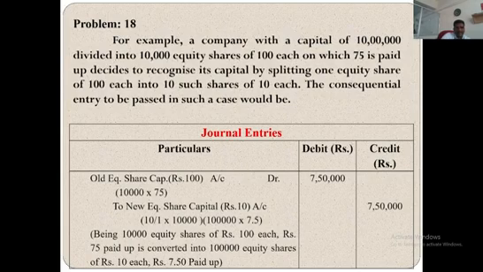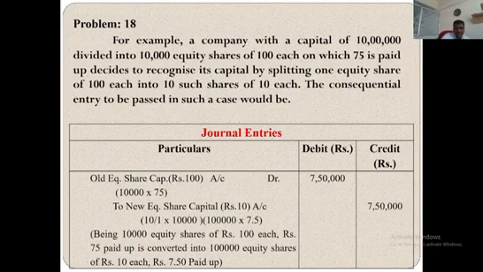Problem number 18. For example, a company with a capital of rupees 10 lakh divided into 10,000 equity shares of rupees 100 each, on which 75 is paid up, decided to reorganize its capital by splitting one equity share of rupees 100 each into ten shares of rupees 10 each. The consequential entry to pass in such a case would be, in the books of, journal entry: old equity share capital account debit, amount is not changed.